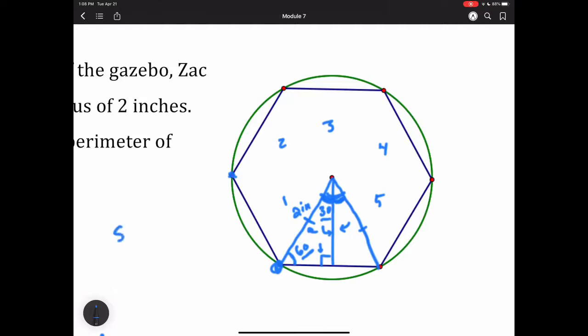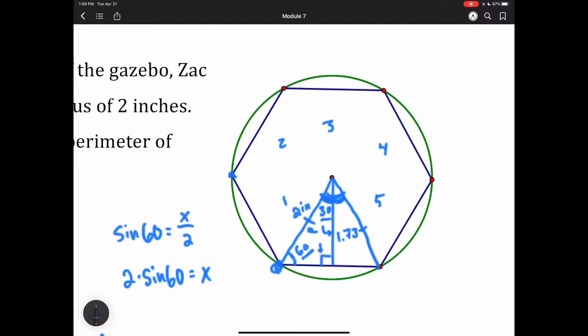So I'm going to just say sine of 60 is equal to the opposite side over the hypotenuse, which is 2. So 2 times the sine of 60 is equal to our distance. And when we do that on a calculator, we actually will find that this is 1.73 inches. Okay, the altitude is 1.73 inches.